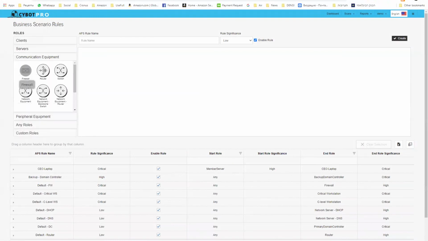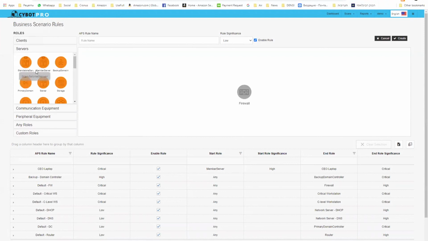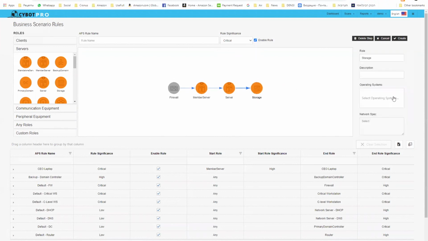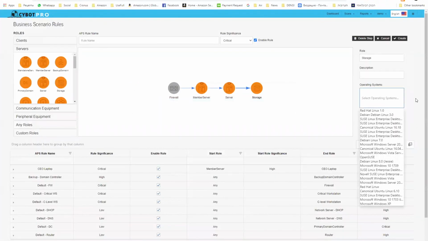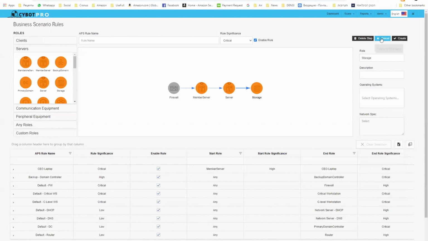If you suspect that some hacker attack will go through the firewall, the next point will be a member server. Next one will be a server, and the target will be some internal storage of the company. You can give this scenario a significance, let's say critical, and you can give every point here even an exact IP and operating system. Rule name, and save the scenario.